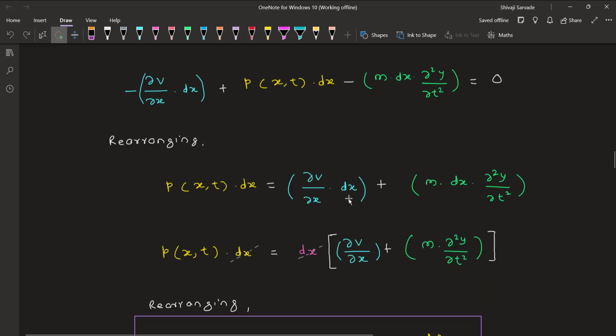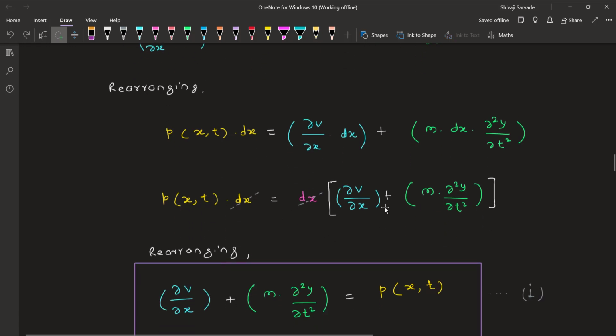Now if we take dx common, which you can see here as well as here, dx comes out of the bracket and everything else comes inside the bracket. We have ∂V by ∂x, that is the partial differentiation of shear force with respect to space, and m into ∂²y upon ∂t², and this dx and this dx get cancelled. So we have the external force P(x,t) and whatever is left in this bracket, so ∂V by ∂x plus m into ∂²y upon ∂t².